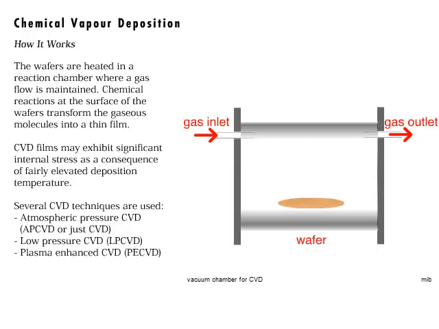CVD films may exhibit significant internal stress as a consequence of fairly elevated deposition temperature. This can lead to layer cracking or bending of freestanding structures.